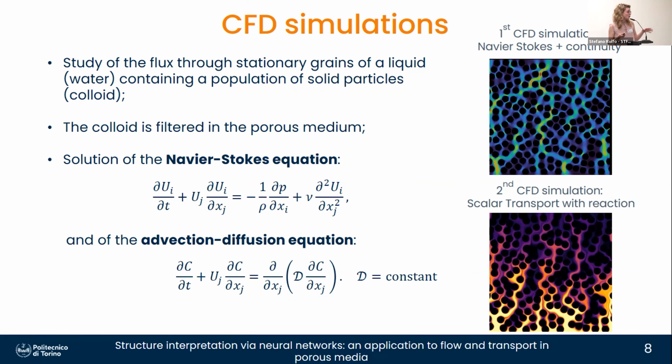And we impose a boundary condition on the grain surface, and this can be viewed as a filtration problem if we imagine that the species is a colloid, or it can be just considered as an instantaneous reaction on the boundary of the grains. So what we obtain is a concentration field, and this is what we want to predict with our neural networks.